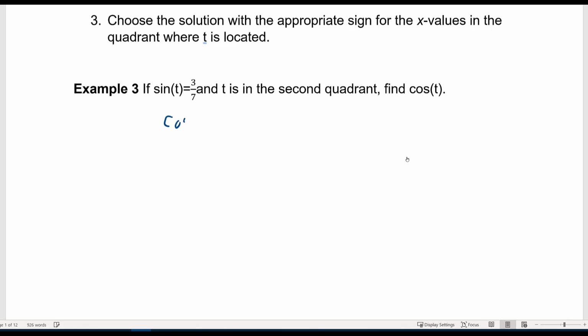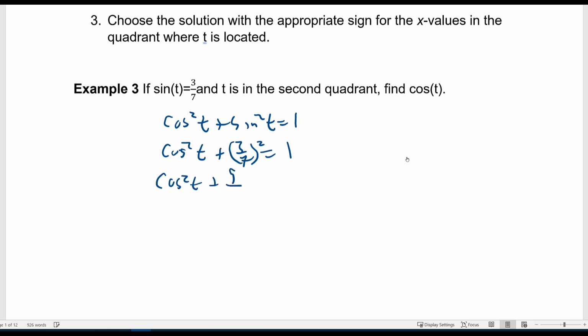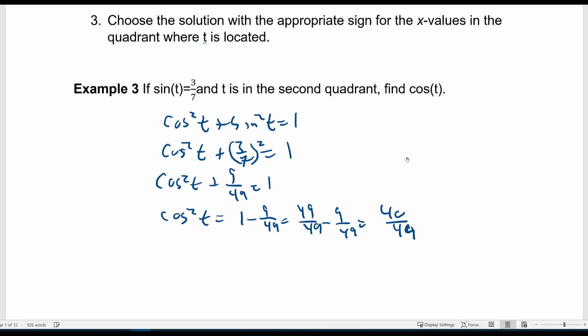Okay, so we know that cosine squared t plus sine squared t equals 1. So cosine squared t plus 3/7 squared equals 1. So cosine squared t plus 9/49 is 1. Cosine squared t equals 1 minus 9 over 49, which is 49 over 49 minus 9 over 49, which is 40 over 49. So cosine of t would be plus or minus the square root of 40 over 49.